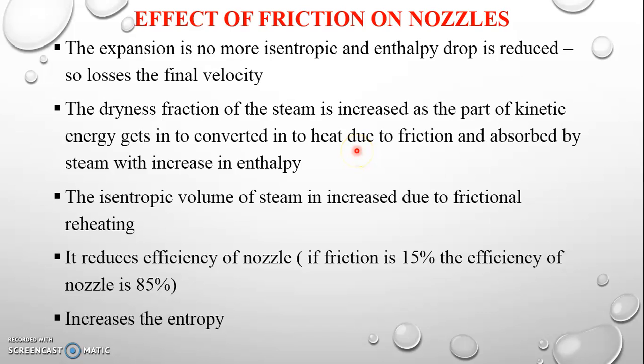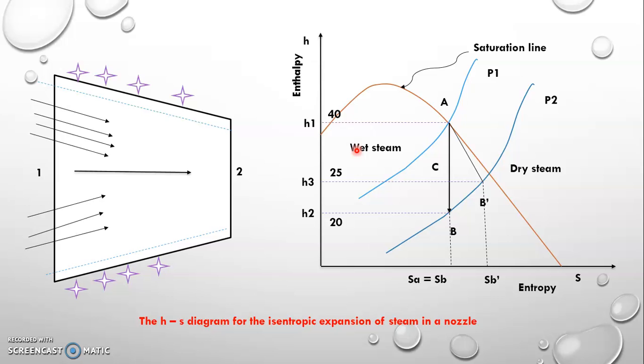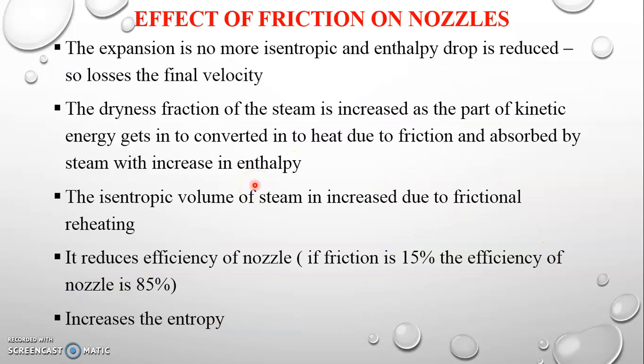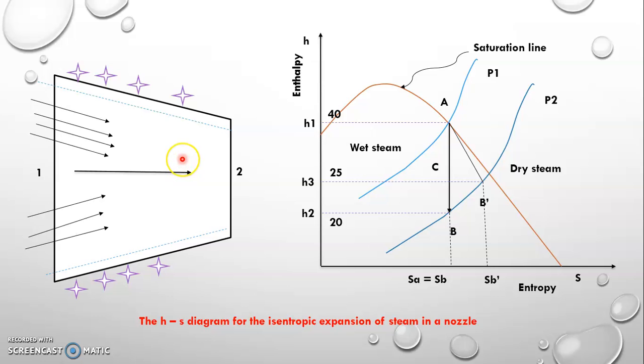The isentropic volume of the steam is increased due to frictional reheating. Generally PV equals C. The specific volume will increase with reheating, where density is 1 by rho equal to specific volume. This reduces the efficiency of the nozzle to 85%. Nozzle efficiency is reduced because friction happens in the nozzle, so 15% losses will happen. The final point is increase in entropy.